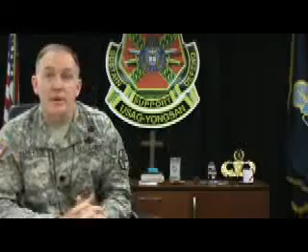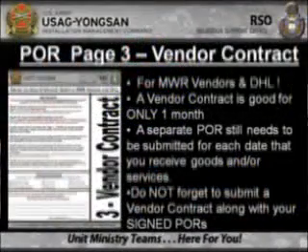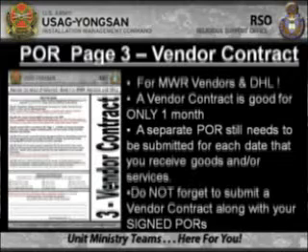Let's look now at POR page 3, the first of our transaction types, which is a vendor contract. That's a contract or a quote that you will get from one of our MWR vendors or DHL. If you're using one of the MWR vendors or DHL, you can opt to use a vendor contract.